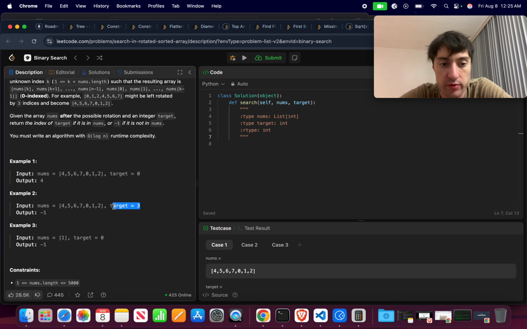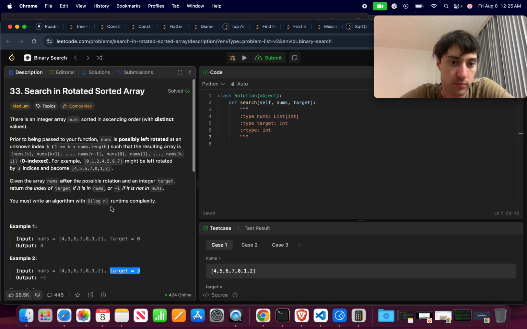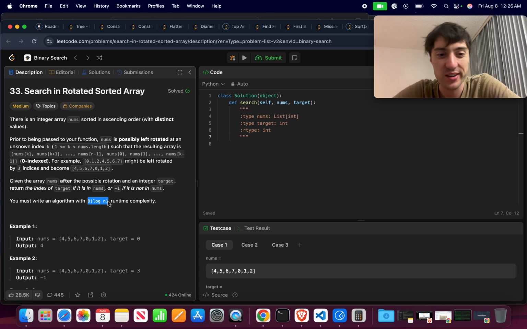And then we're trying to find the target value and trying to do it in O of log n time. It would be pretty easy to do it in O of n time, but we want log n. So that indicates binary search. So awesome, let's do that.